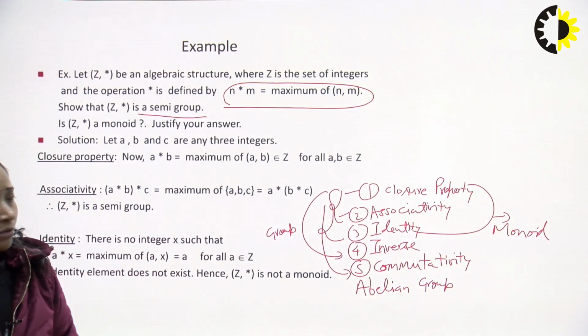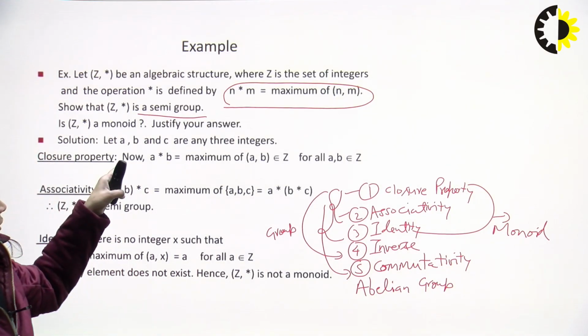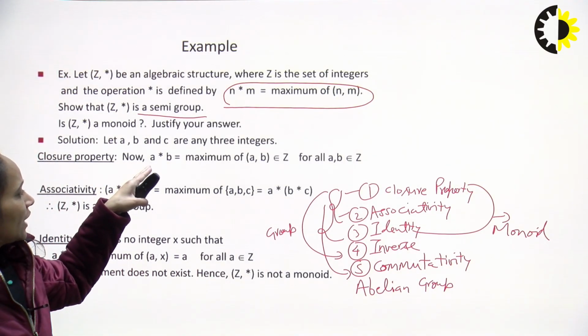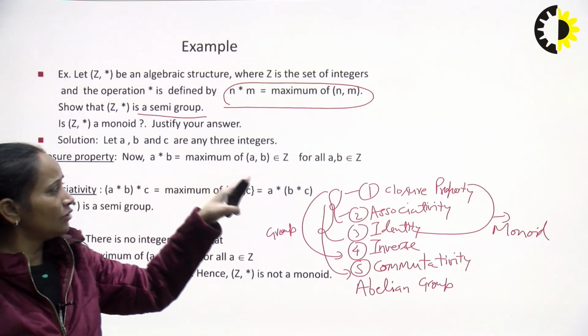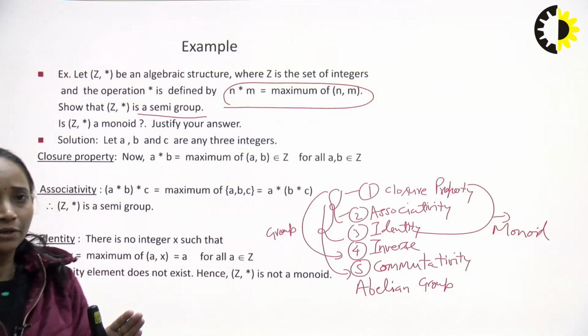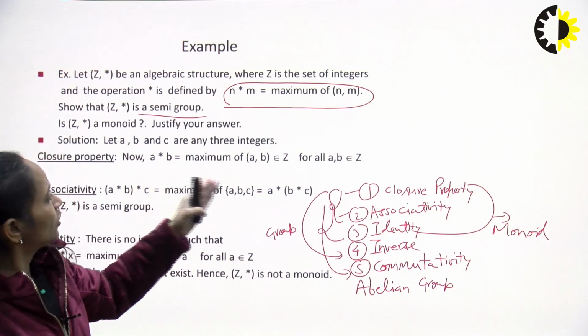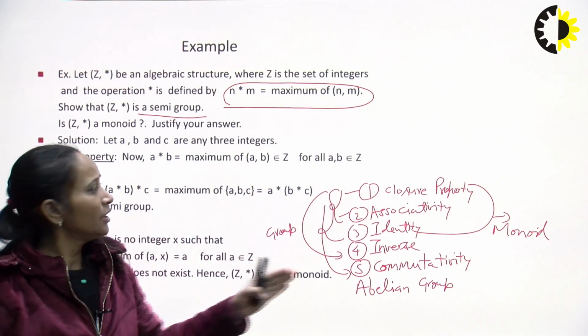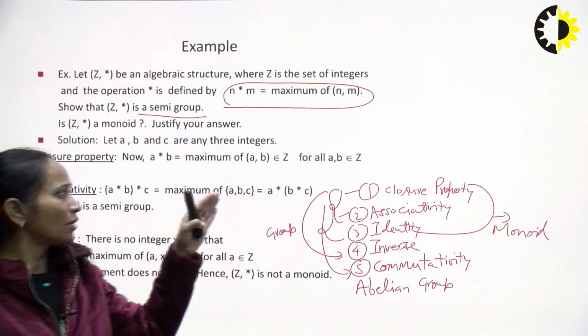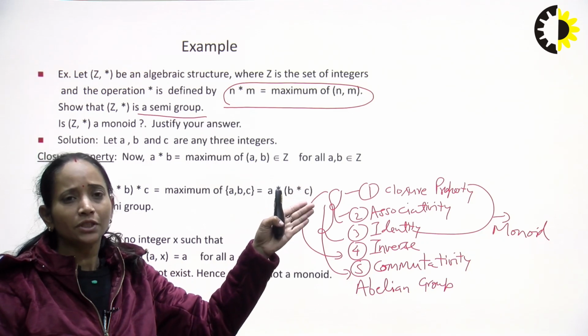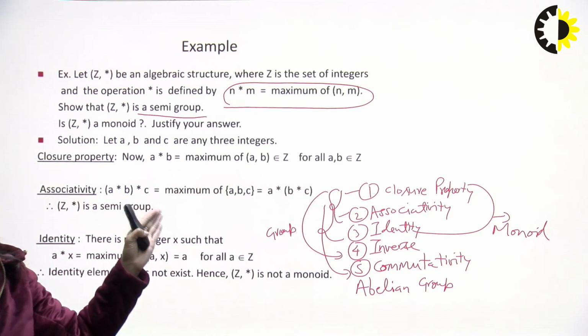What is the closure property? If the equation is given that A cross B is equal to the maximum value of A and B, then if A and B belong to Z, the set of integers, the maximum value is either A or B. So A or B also belongs to the set of integers, therefore closure property exists.